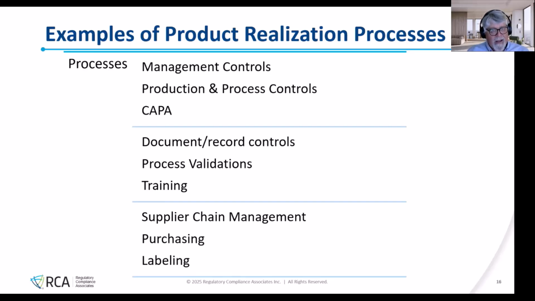So here's some things that we're going to be looking at. We're going to have to have a process for management controls. Production and process controls. This is where all your work instructions and templates and procedures to build the product, this is where we're controlling it. Yes, we have to have corrective action, preventive action.